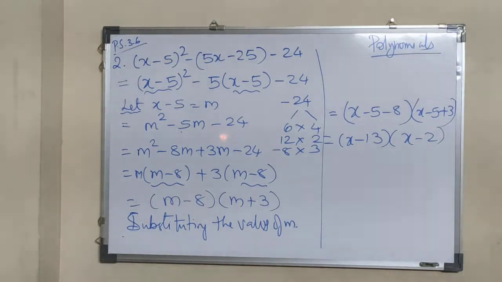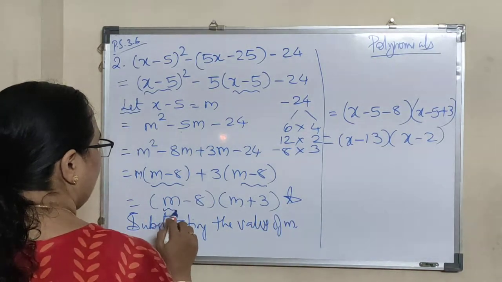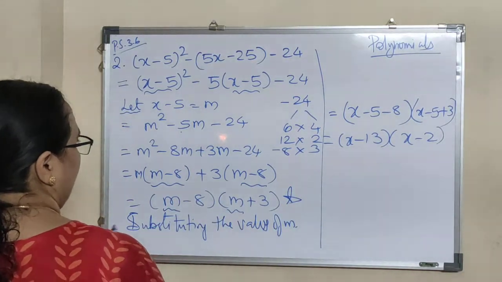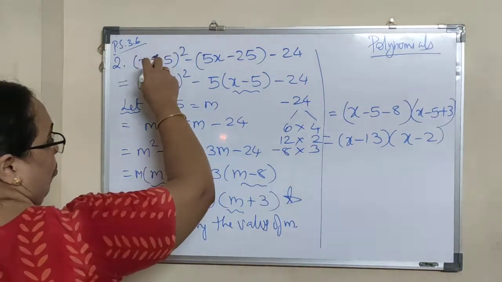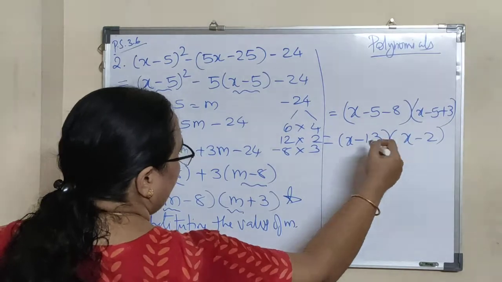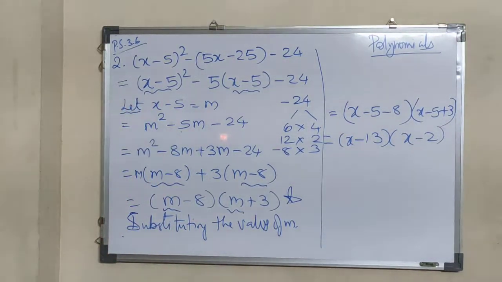Always keep in mind, even though you get factors here, the factors are in which variable? M. Check, is that the variable in the question? No. So get back to that variable, then only you can complete your sum. Is that very clear? Okay. Now have a look at the third one. Now do you find the sum friendly?